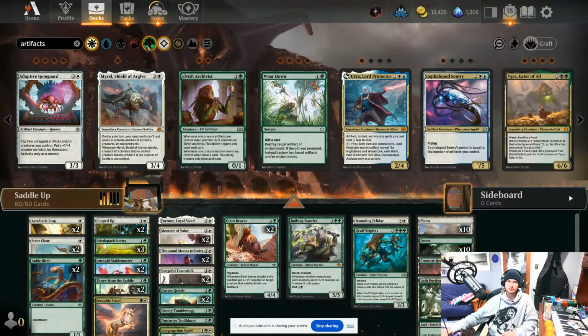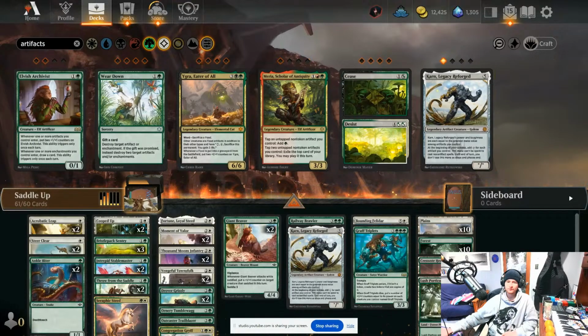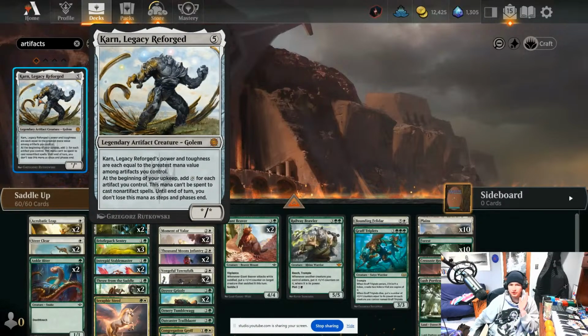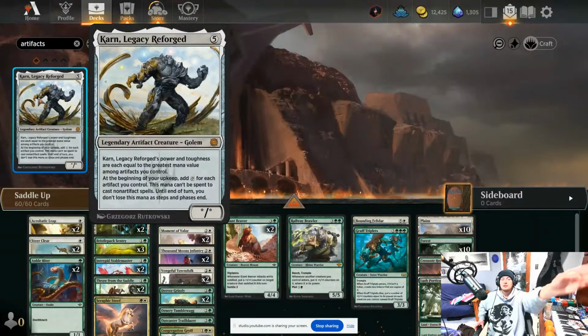Let's find a colorless one. Oh, it's a bad example. So Karn, Legacy Reforged is a 5-mana star. Stars refer to something in the text that will tell you how much it is. It's a legendary artifact creature, a Golem. Karn's power and toughness are equal to the greatest mana value among artifacts you control. He is an artifact, and so as long as nothing's greater than 5, he will at least be a 5/5.